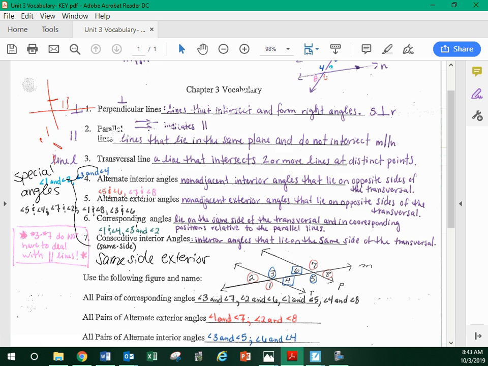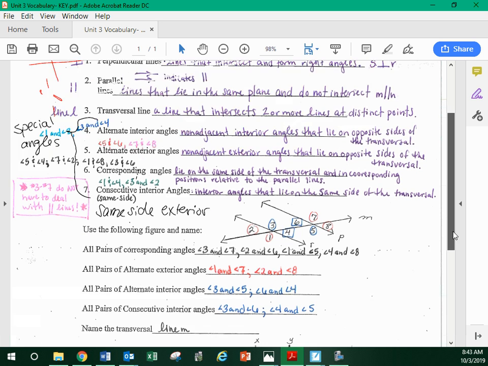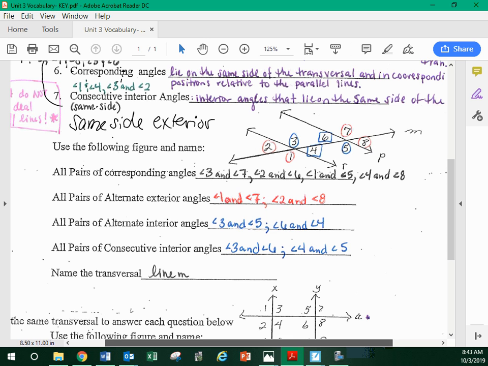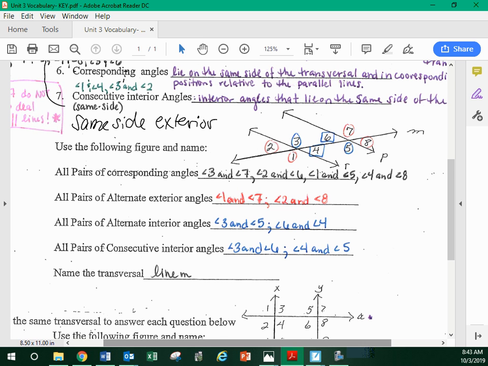Go ahead and check your answers for labeling these angles here. Let me zoom in a bit for you guys. And again, notice here our transversal is line M. Do you have any questions with these?